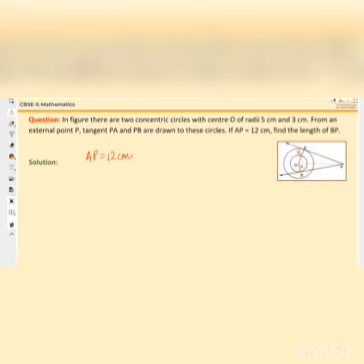So how to do this? This is simple, right? We have two right angle triangles. So this right angle triangle, and we have one more right angle triangle, which is something like this. See here.